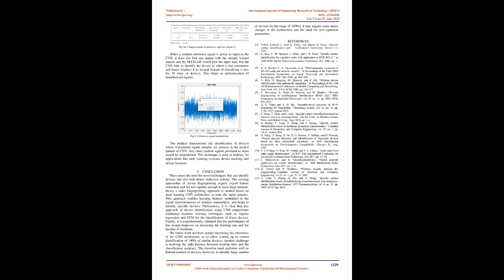When a random unknown signal is given as input to the CNN, it does not find any match with the already trained dataset and MATLAB would plot the input data, but the CNN fails to identify the device to which it has correlation and hence displays it as invalid instead of classifying it into the 10 classes of devices. This helps in authentication of unauthorized signals. Fig 4, unknown signal unidentified.